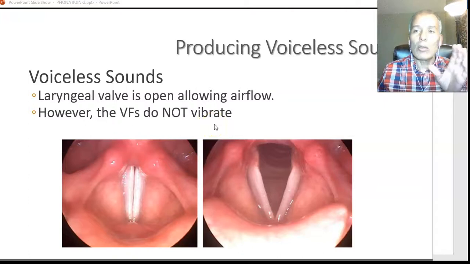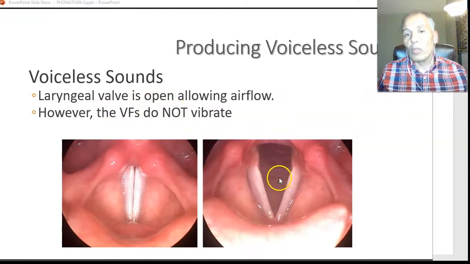Most of the voiceless sounds, all of them except for two, are made in the vocal tract. So another example is th, as in bath, voiceless. Then you have s, voiceless. You have sh, and you have k, voiceless. All of these are voiceless sounds. When you produce voiceless sounds, the vocal folds are widely abducted. They are in breathing mode.